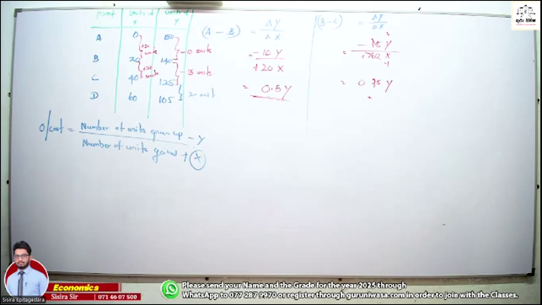C to D, 7.5? C to D, 7.5, children? C to D is not 7.5. Do it in your book, puta. How to do it from C to D.